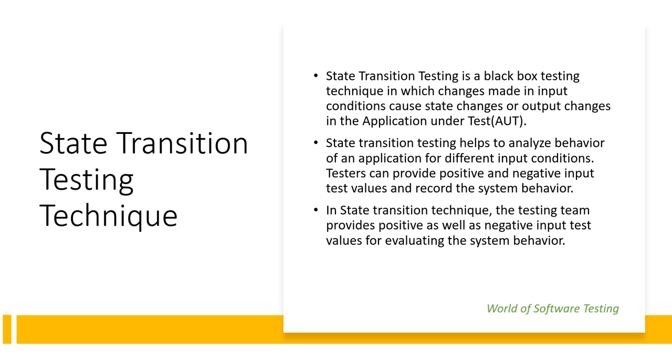State transition testing is a black box testing technique in which changes made in the input conditions cause the state changes or the output changes in the application under test. State transition testing helps to analyze the behavior of an application for different input conditions. The testers can provide positive and negative input test values and record the system behavior. In the state transition technique, changes in input conditions change the state of the application. So we'll see this with the help of a diagrammatic representation.